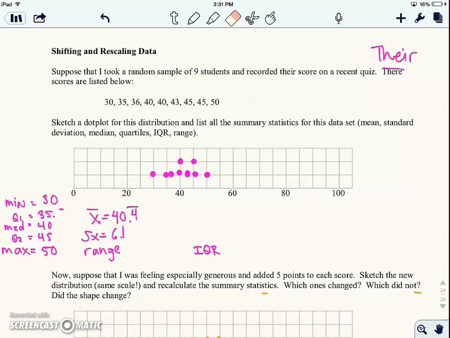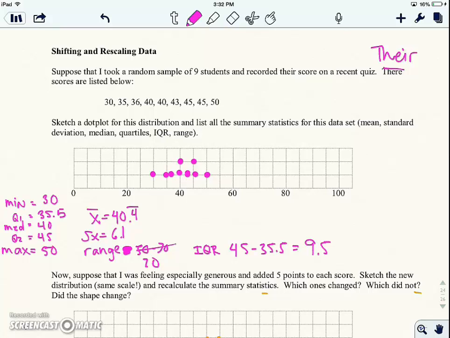We have a min of 30, a Q1 of 35, a median of 40, a Q3 of 45, and a max of 50. Our range is just, again, 50 minus 30, or in other words, 20. And our IQR comes from 45 minus 35.5, which will give you 9.5. So there's our statistics.